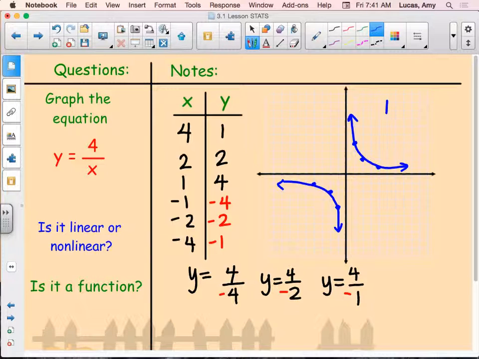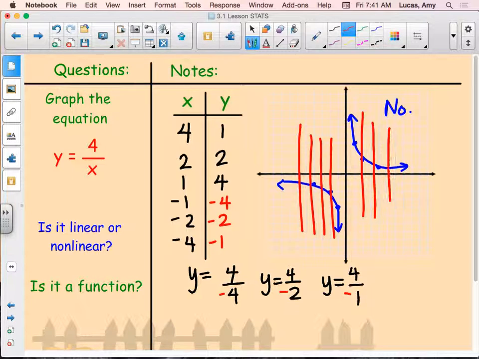So, linear? No. Does it pass the vertical line test though? Yes. So it is a function, but it is not linear.